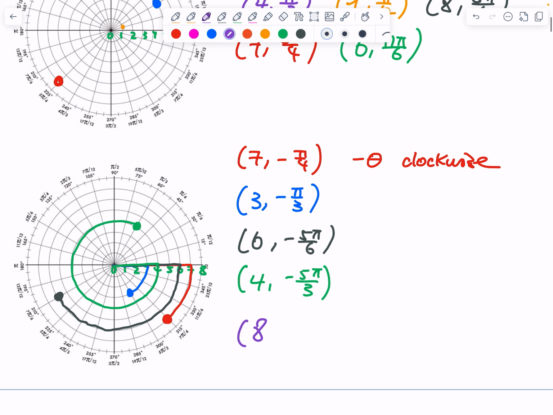Let's do 8 comma 11 pi over 6. Past the 11 pi over 6 is right there, so you have to go 3 quadrants and then 2 steps in front before the 2 pi. Okay, then we will go to 8 and then go 1, 2, 3 quadrants, and then we will reach here. That is 11 pi over 6. So that is 1, 2, 3, and then reach there.